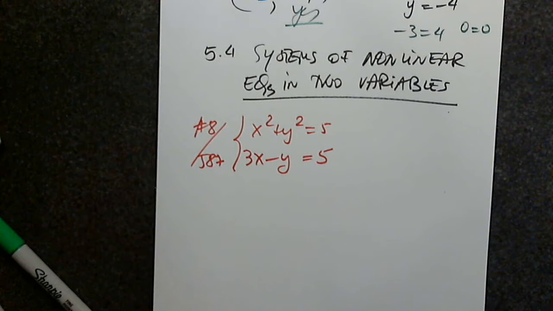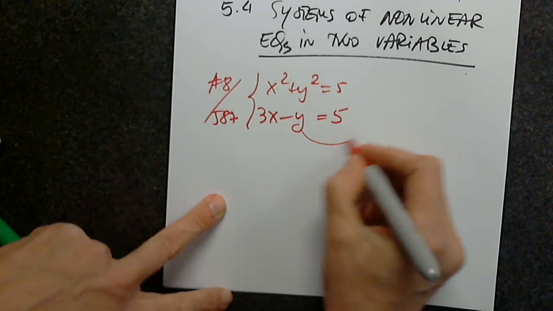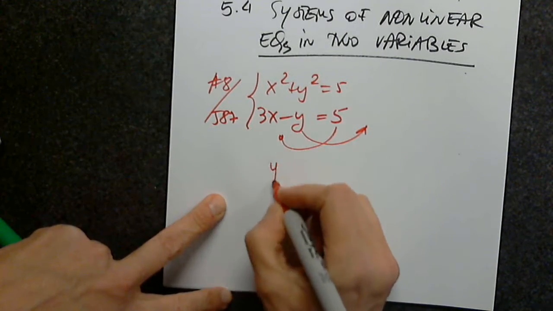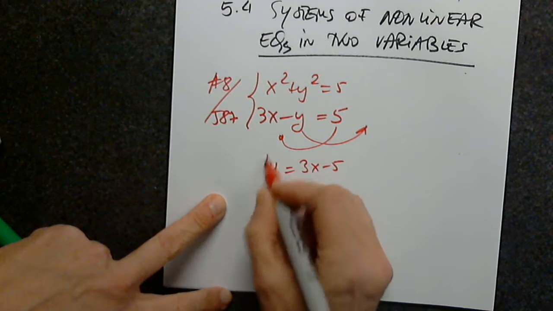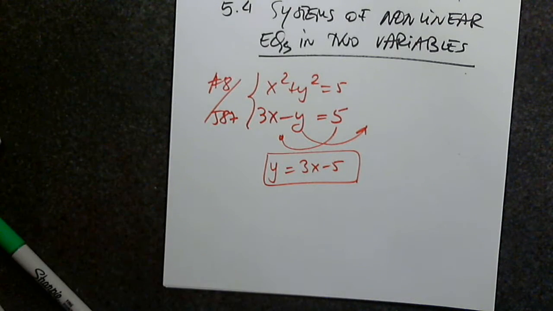But what about the second one? Is the second one a line? Yes, indeed. Power 1, awesome. So we are asked to use substitution. What will you substitute for? The only one. Yes. Y indeed. So I will say y equals 3x minus 5. What do I do next?